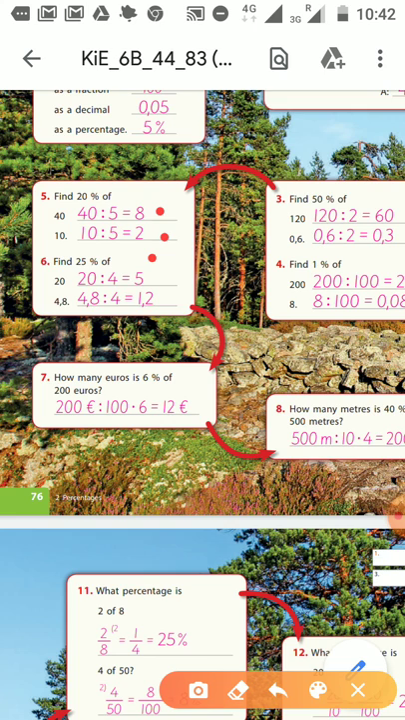25%, there are 4 25s in 100. So there, you just divide by 4. 20 divided by 4 is 5. 4.8 divided by 4 is 1.2. Good. What do we got next?